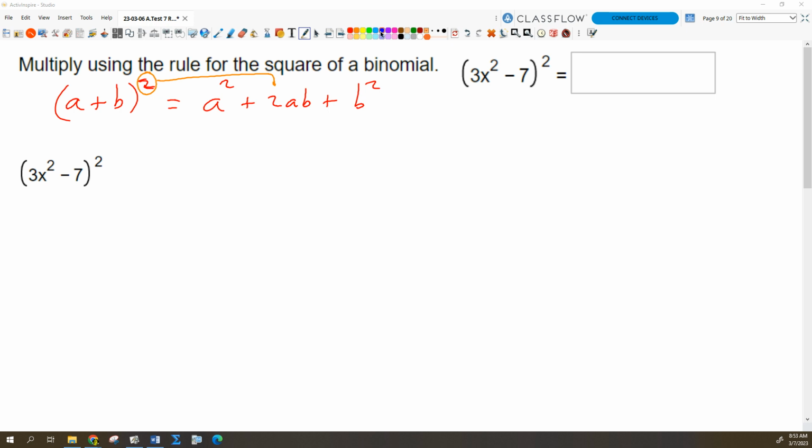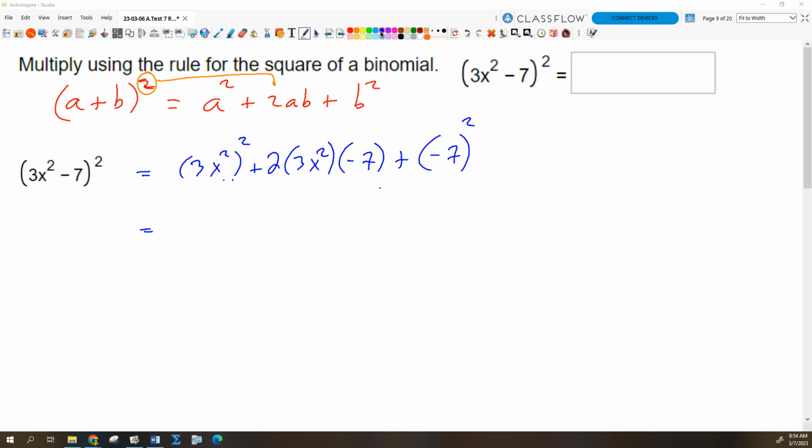So Johnny, what's that give me then if I replace all that stuff? Instead of A, I get what squared? 3x squared, good, plus 2 times A, which you already told me was 3x squared. What's B? -7, good. And then plus B, which you already told me is -7 squared. Make sure you put all that stuff in parentheses, right? It's really easy to forget to put the parentheses there, and then that'll end up being the wrong sign. So what is 3x squared, that quantity squared?